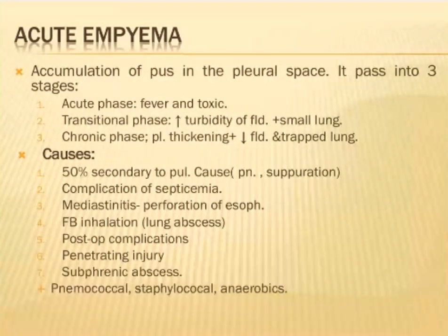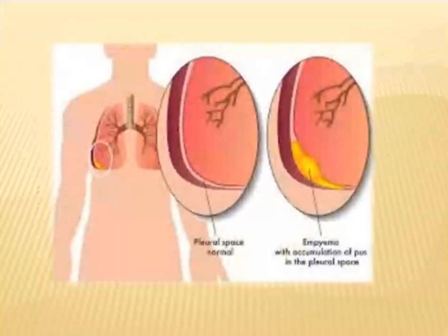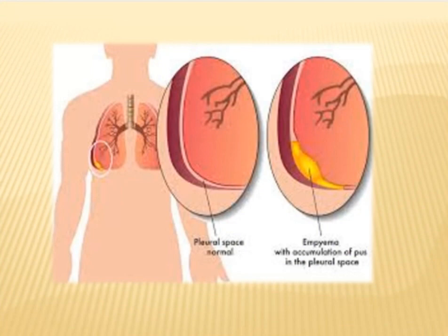The most common bacteria affecting the empyema may be pneumococcal or staphylococcal, or anaerobes, either E. coli or Klebsiella, or Pseudomonas. This is a photo, you can see it. This is a normal pleura on the left side. On the right side, you see there is pus between the chest wall and the lung. This is what we call an empyema.